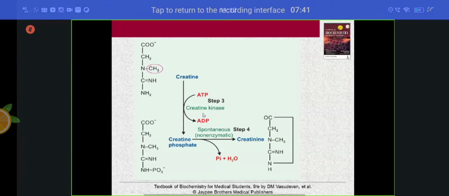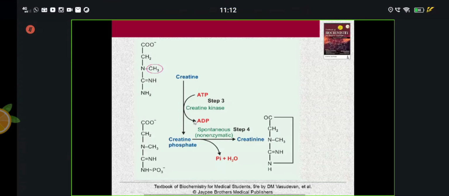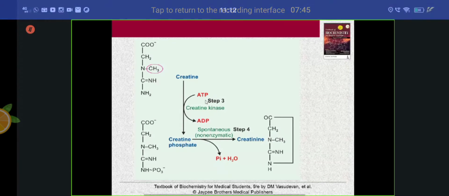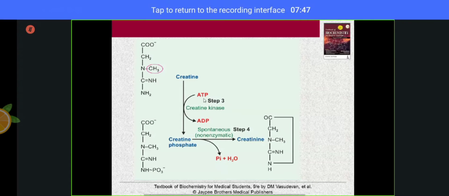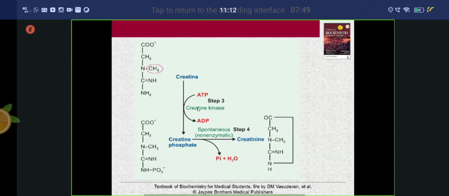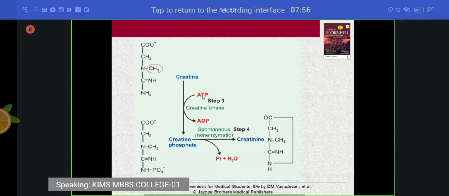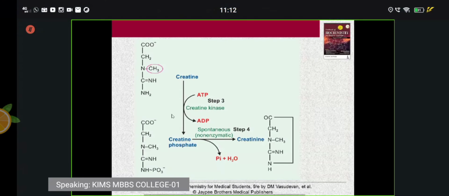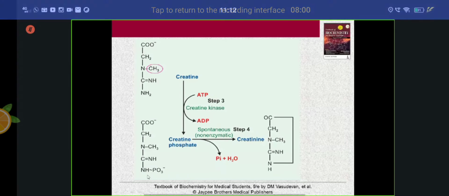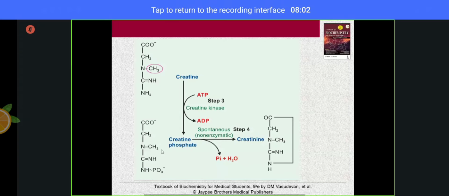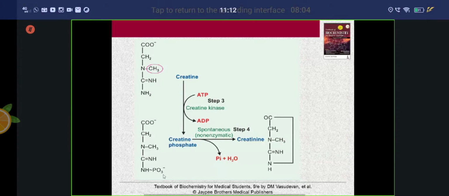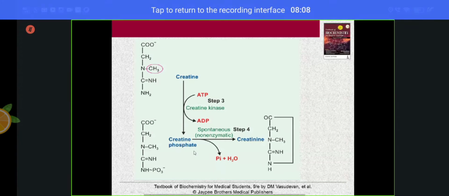So creatine kinase. As it is a phosphate transfer, it is known as a kinase. ATP is converted to ADP. One phosphate is coming; you can see this diagram clearly. So this is creatine. Where is this phosphate coming and attaching? You can see here, PO3 minus. A phosphate group is attached. Then creatine becomes creatine phosphate.